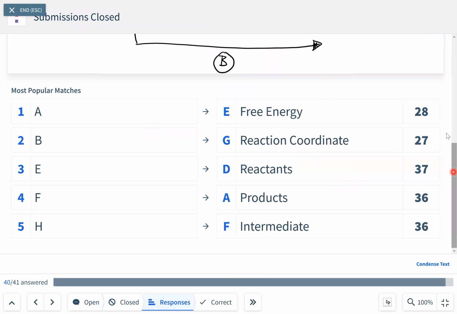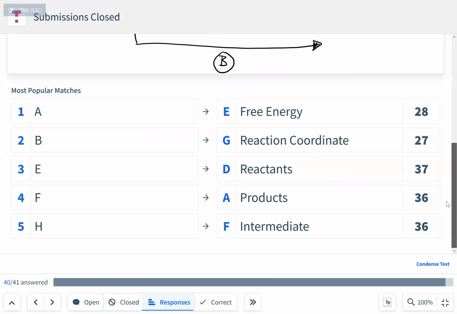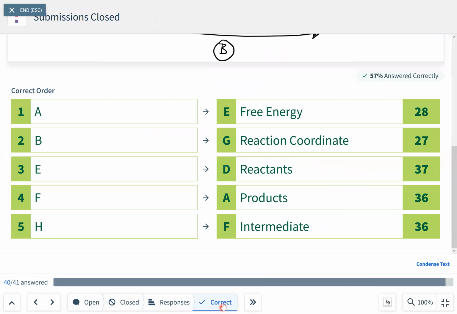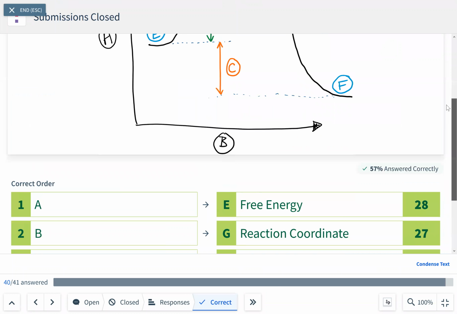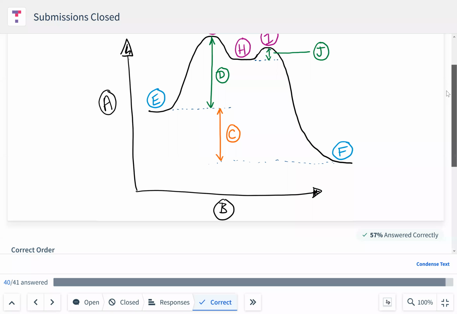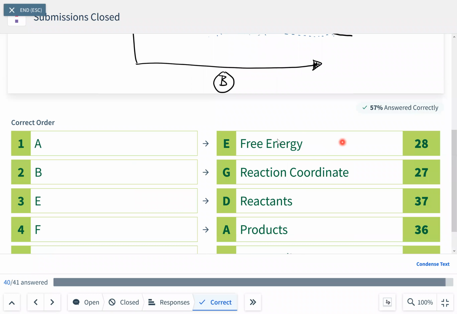A, free energy. B, reaction coordinates. E would be our reactants, F products, H intermediate. Correct. So that is right. So A is free energy. It's not energy or just enthalpy. Free energy basically includes all the entropy part of the stuff. So the majority of the energy diagrams we'll be drawing will be free energy.